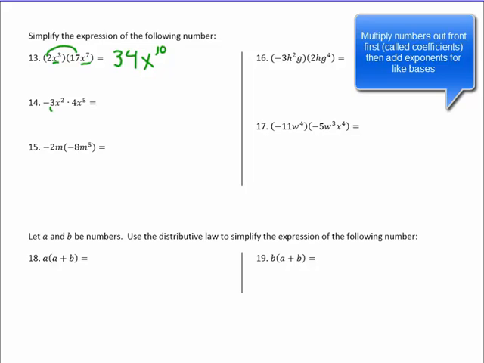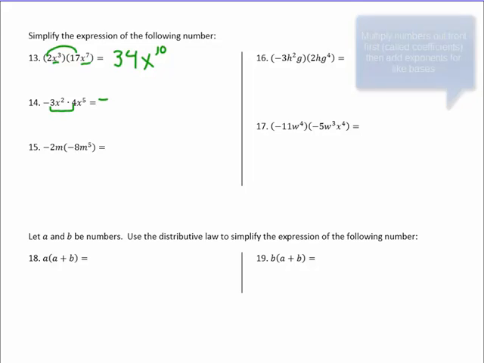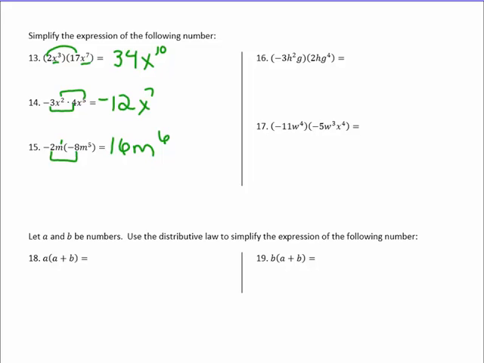Over here, we're going to multiply our numbers out front, negative 12. Then for my x's, x squared times x to the 5th is going to be x to the 7th, because we're going to add those exponents. All right, same idea. We're going to multiply our numbers. Negative 2 times negative 8 is 16. I'm going to fill in a little 1 so I don't forget it. m to the 1st times m to the 5th is m to the 6th.